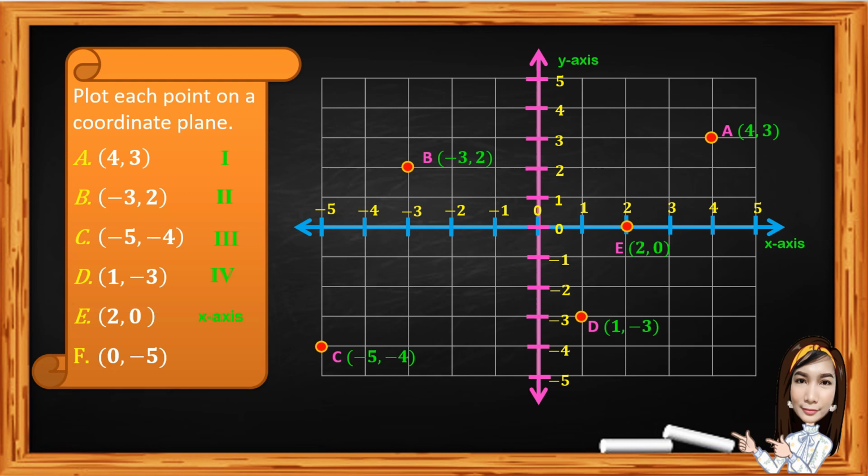Next, given point F. The abscissa is 0, so we don't have to move to the right or left. Since the ordinate is negative 5, we move straight down. We have 1, 2, 3, 4, 5. Thus, point F with the coordinates (0, -5) is lying on the y-axis. So take note, when one coordinate is 0, the point is on the axis.